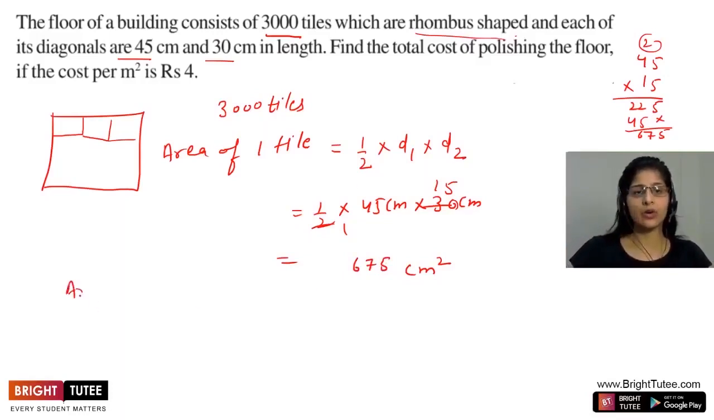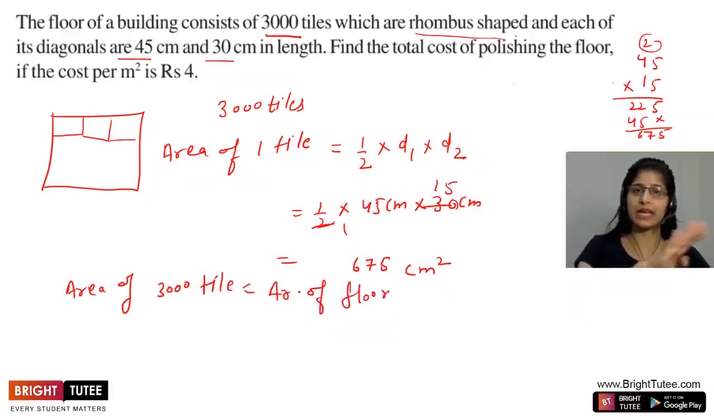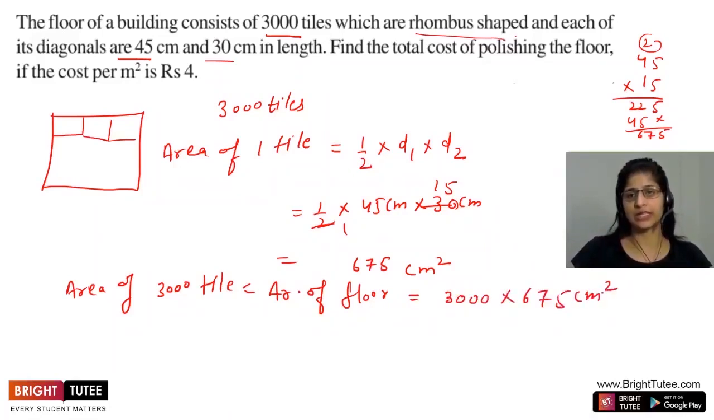Now the area of 3000 tiles will be equal to the area of the floor, because these 3000 tiles are covering the floor, so the floor area and the total tiles area are equal. So it will be equal to how much? 3000 into 675 square centimeter, right? In centimeter we have it.